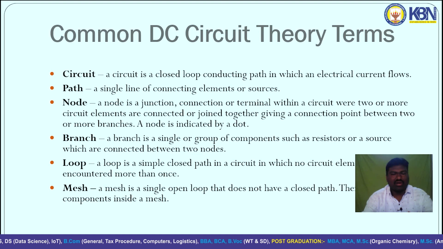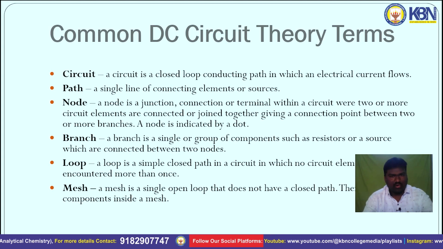A node is also called a junction, a terminal within the circuit where two or more circuit elements are connected or joined together, giving a connection between the branches. A branch is a single component or a group of components, such as a resistor or a source, which are connected in between two node points.